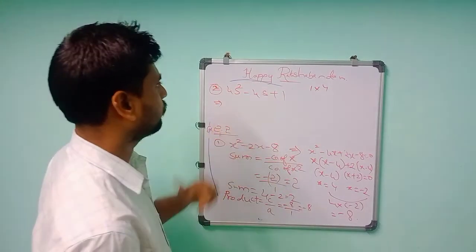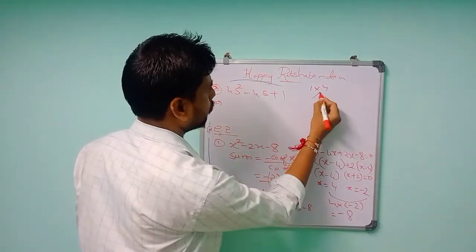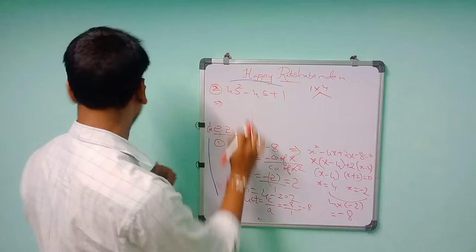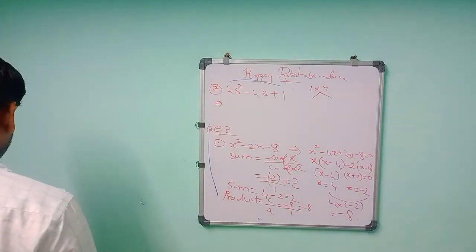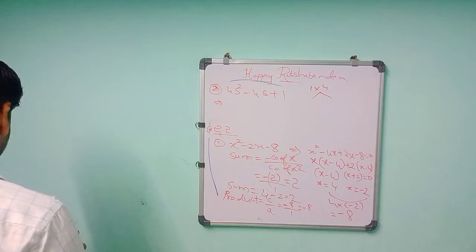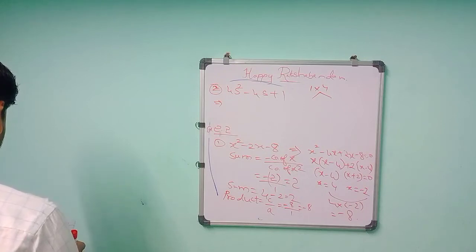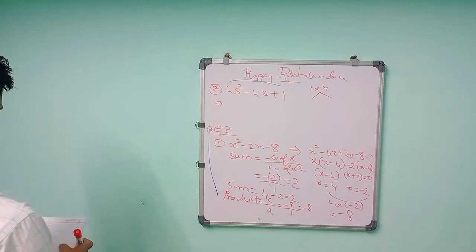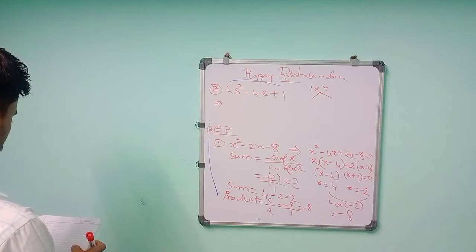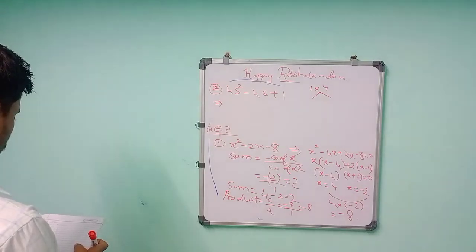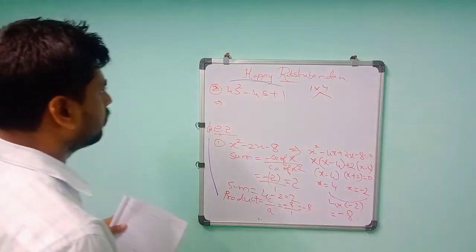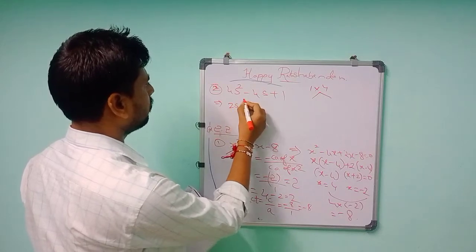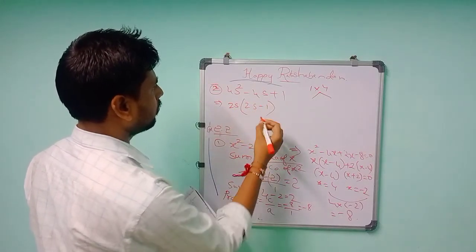First step you have to do the splitting of the minus 4s. So 1 into 4. 4s square minus 4s plus 1. You can split this one as, if you take 2s common here, 2s minus 1.